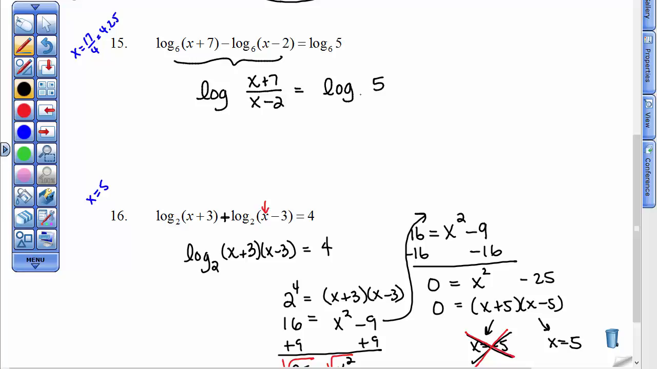And then what I'd like to say to you is that if both of these have a base of 6, and they both take the log of something, in this case a log of x plus 7 over x minus 2, in this case a log of 5, then it should be true that the x plus 7 over the x minus 2 should equal the 5. I'm not taking these words away, like dividing both sides by log 6. What I'm saying is that the x plus 7 over the x minus 2 has to equal the 5 in order for these statements to be true.